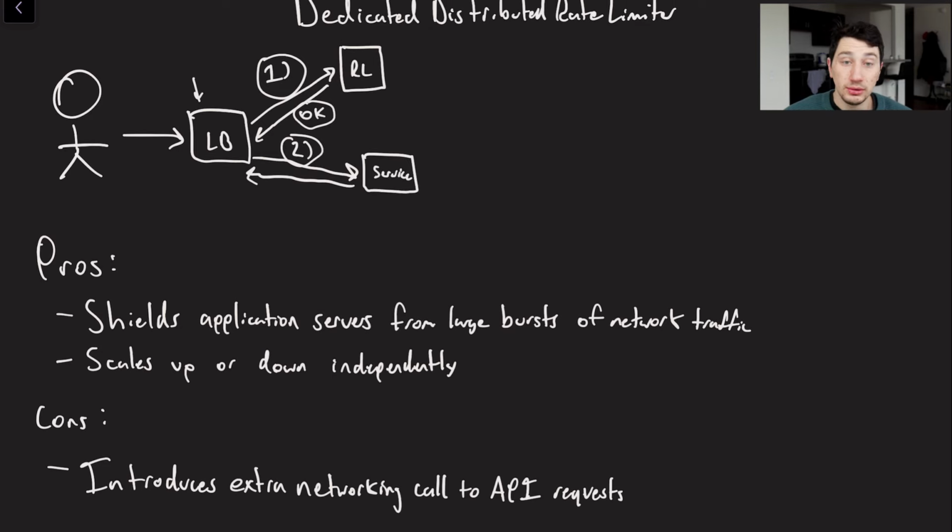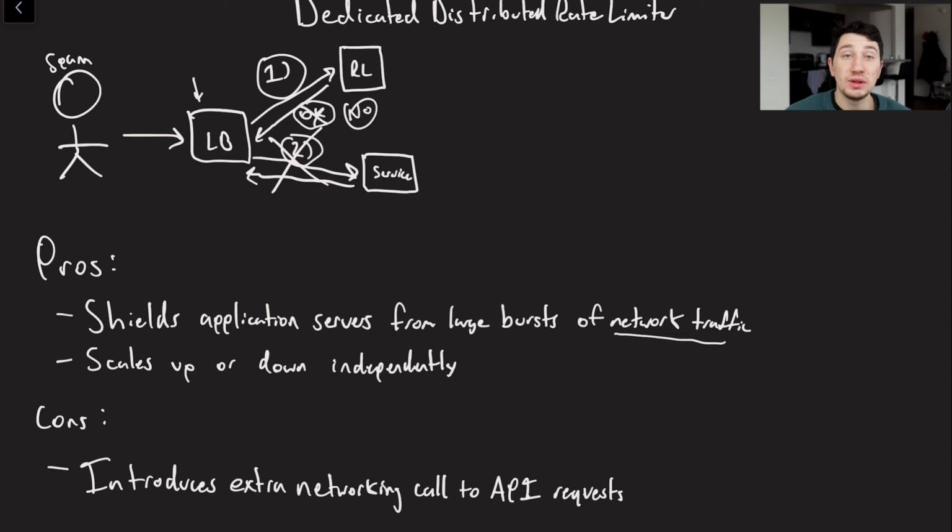Well, the biggest pro is that we actually shield our application servers from large bursts of network traffic, right? If I'm spamming, what's going to happen is the rate limiter, instead of saying okay, is going to say no, you're not getting through, and then there's not going to be any part of this. We're never reaching out to our service. Now, of course, these are still going to hit the load balancer, which is unfortunate, but there's not really much you can do about that. So again, that's one aspect of it.